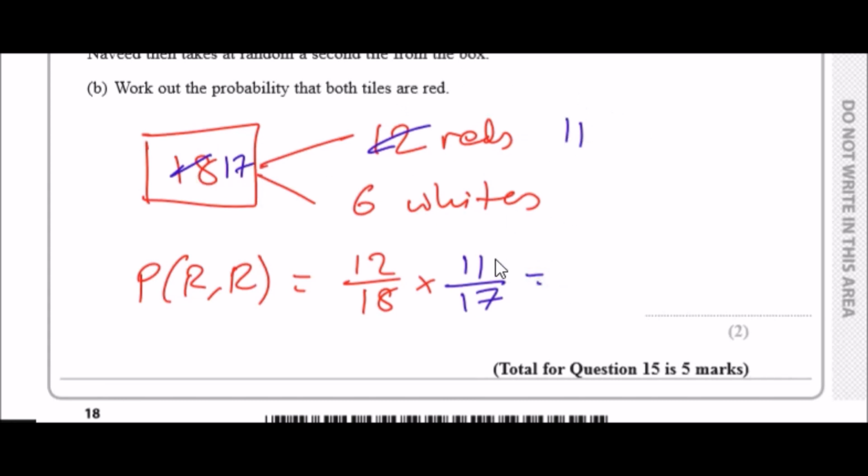So now just do the math. In your calculator, put that in. So 12 over 18 times 11 over 17, and you should get 22 over 51.